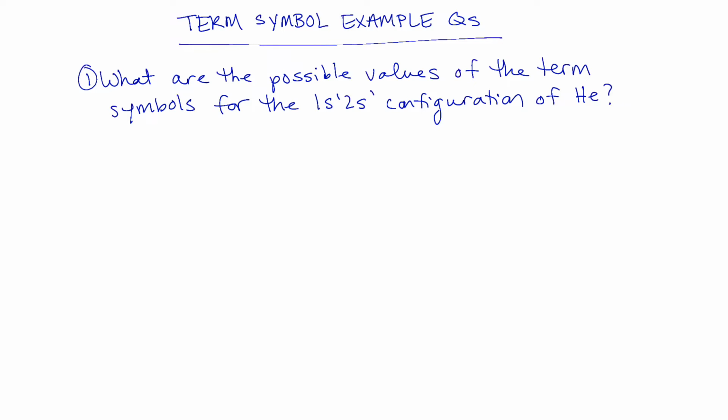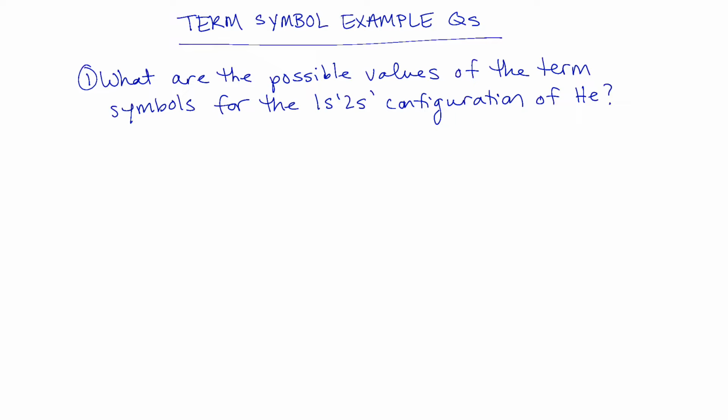Hi there. This video is going to walk through a couple of examples for using term symbols. So the first example we're going to look at is the question, what are the possible values of the term symbols for the 1s1, 2s1 configuration of helium?